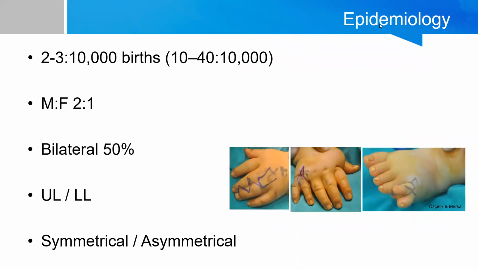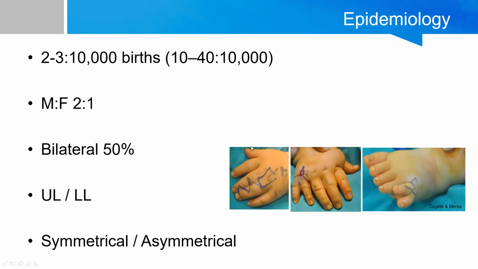The incidence of syndactyly is reported to be 2 to 3 per 10,000 births. Also, some reports go as high as 40 per 10,000. And it is the most common congenital anomaly of the hands. It usually happens in males twice as often as in females, and bilateral cases have been reported in 40 to 50% of the cases. However, they might be symmetrical, as in these images.